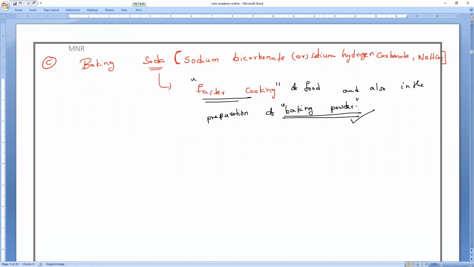So tomorrow we'll discuss how to make the baking powder and all, because this is the most confusing and very, very important concept. That is the reason we'll discuss it. So production alone we'll discuss. So what is the production, everybody?